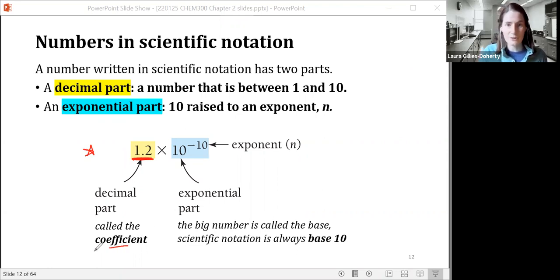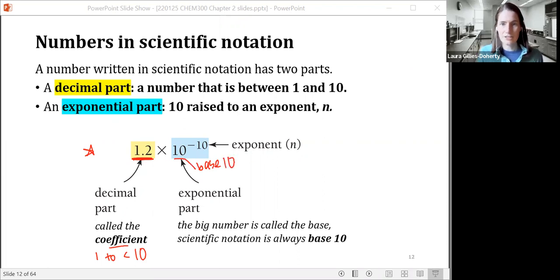The decimal part's always going to be a number between 1 and less than 10. So you shouldn't have two digits to the left of the decimal point. You wouldn't write something like 11.2 because that's greater than 10. You just want one digit to the left of the decimal point for your coefficient to be properly displayed in scientific notation. And then on the exponent side of things, we have base 10.